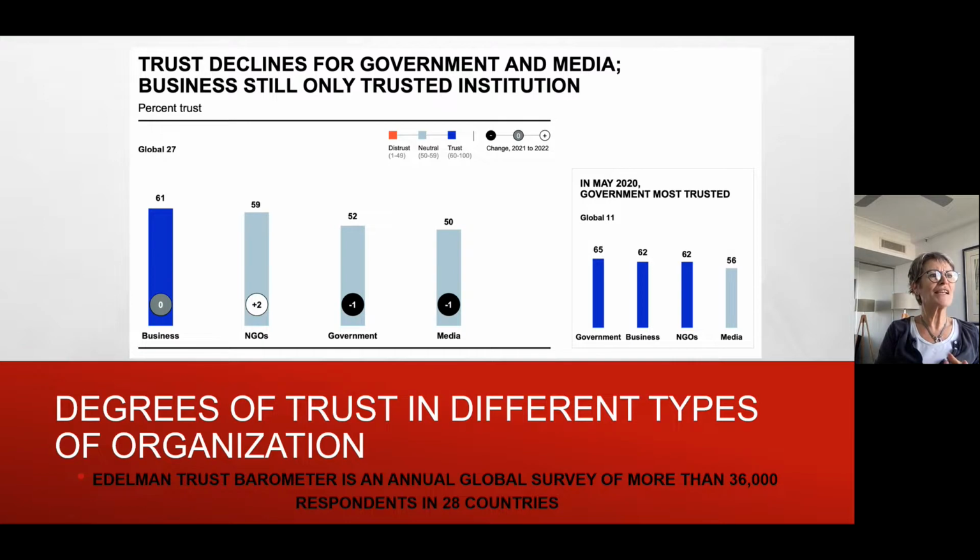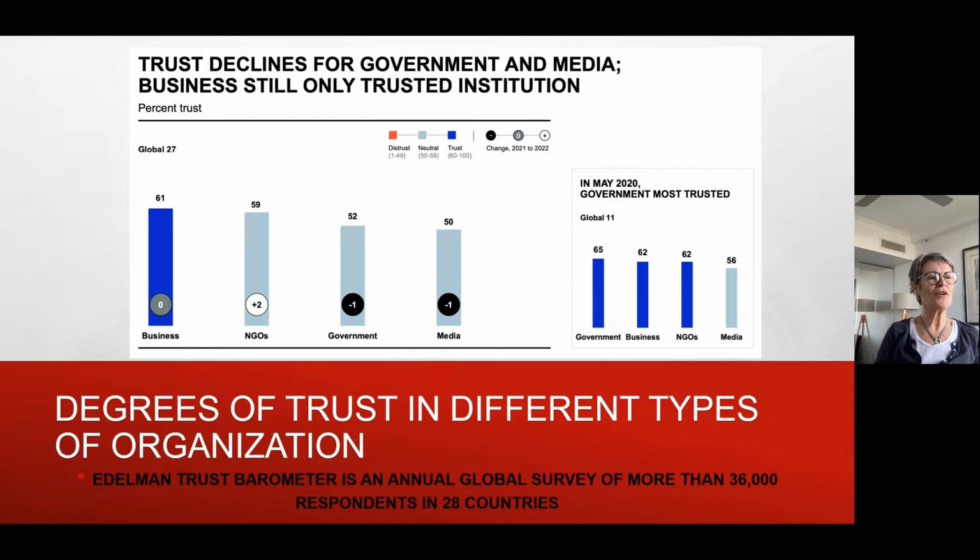So this is in 2022, and trust declined for government and media in 2022. As you can see over on the right, in 2020, the highest area of trust was in government. However, now in 2022, the highest trust is actually in business, followed closely by NGOs. So the NGOs have actually escalated in terms of how much they're trusted. They've come up 2 points, but they're still down on what they were in 2020.